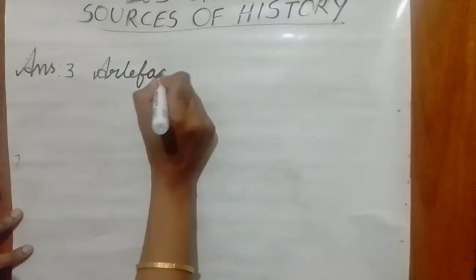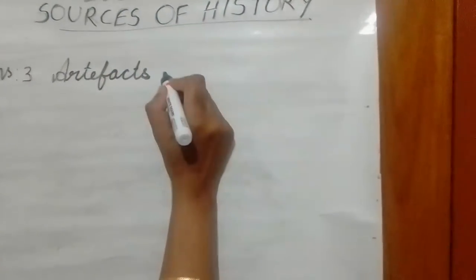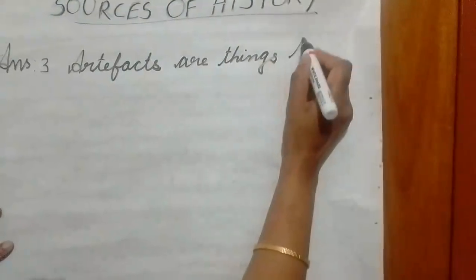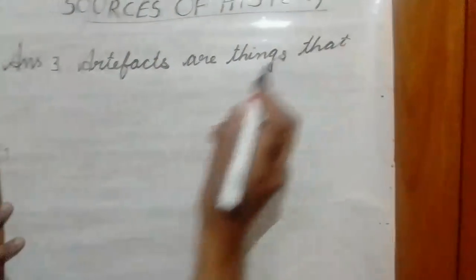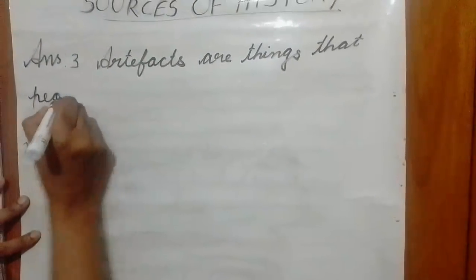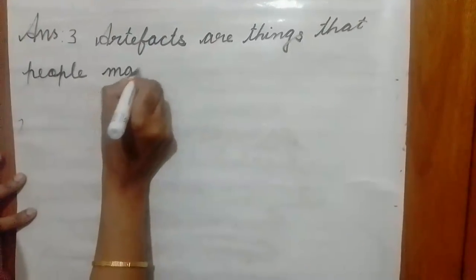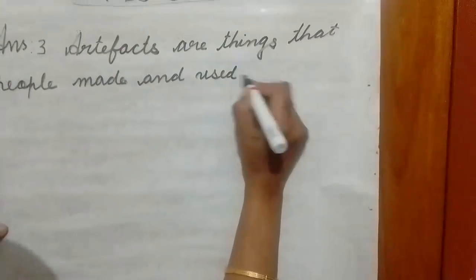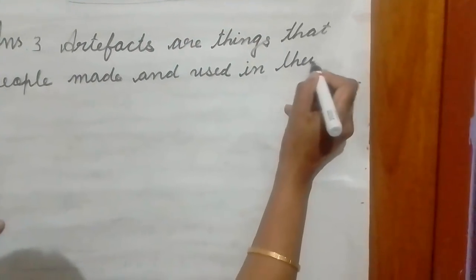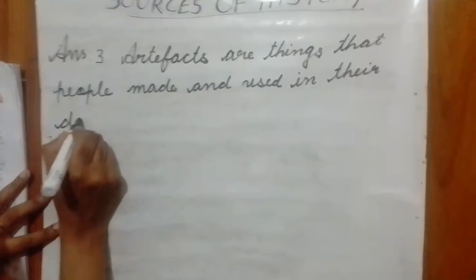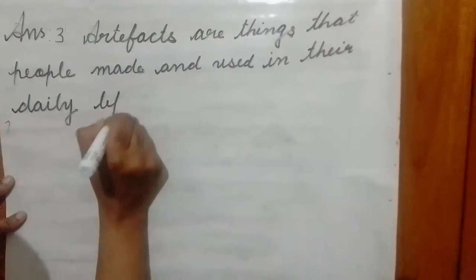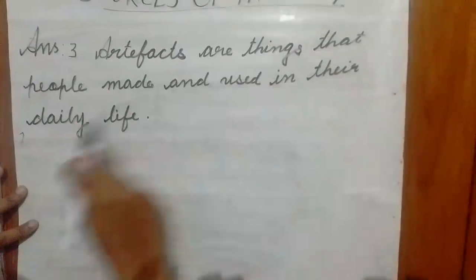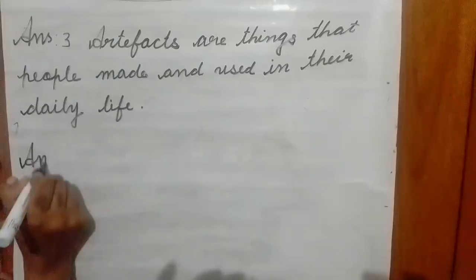Artifacts are things that people made and used in their daily life. This is answer 3. Artifacts are things that people made and used in their daily life. Now answer 4.